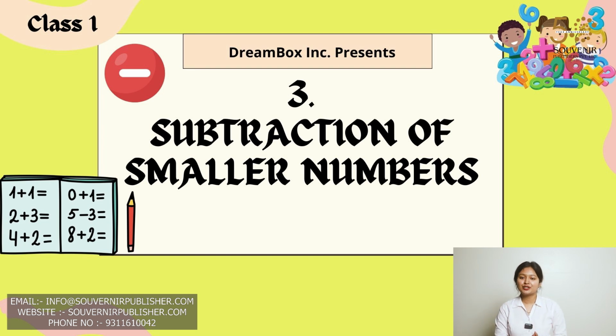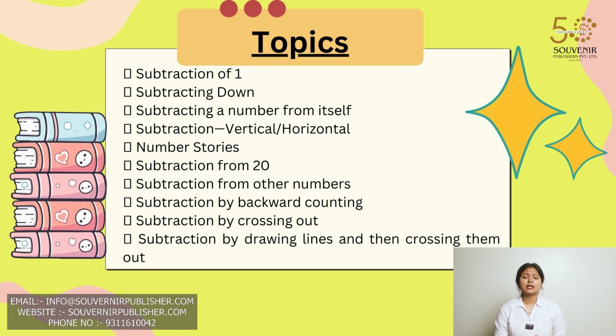Hello my class 1 students, today we are going to start with chapter number 3, Subtraction of Smaller Number from your book Amber Maths Semester 1. So let's begin. Topics to be covered: subtraction of 1, subtracting down, subtracting a number from itself, subtraction vertically, horizontally, number stories, subtraction from 20, subtraction from other number, subtraction by backward counting, subtraction by crossing out, subtraction by drawing lines and then crossing them out.